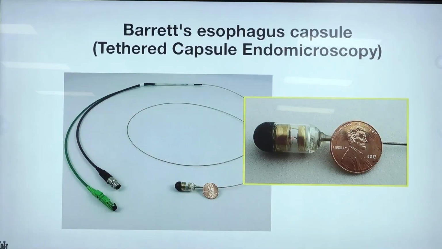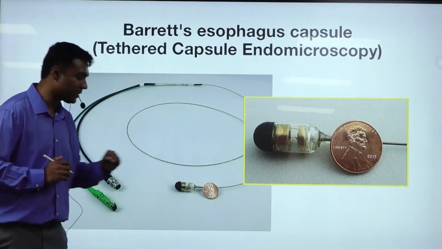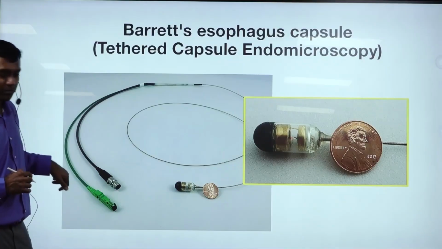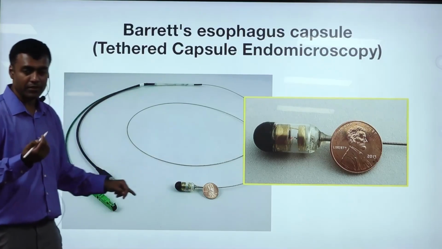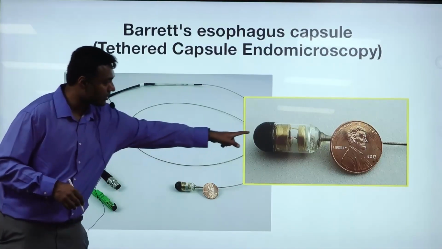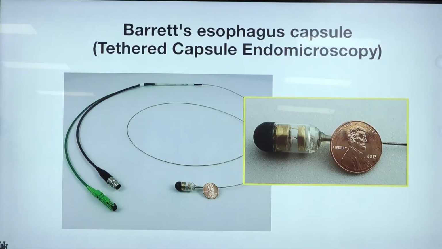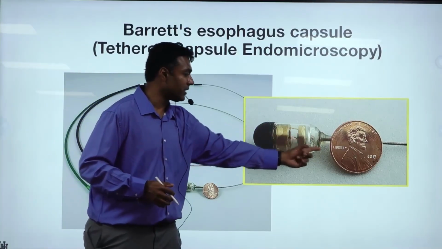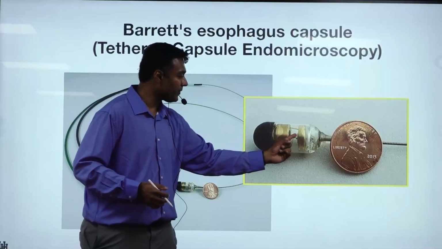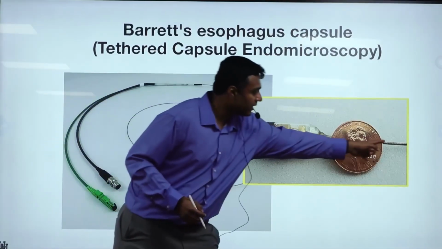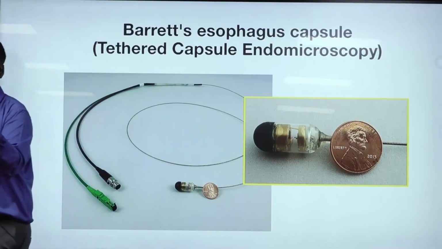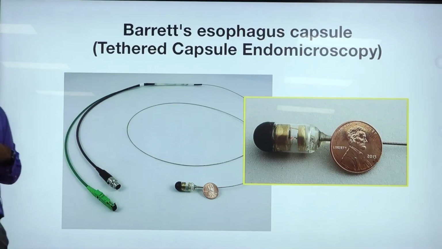I contributed to the optics and electronics of this kind of device. You can see there is an electronic wire and there is an optical fiber, the green color wire, which goes into what looks like a capsule, like a tablet. It's slightly bigger in size compared to a coin. There is an optical fiber attached to this. So what you do is basically take this and follow it as it goes along.